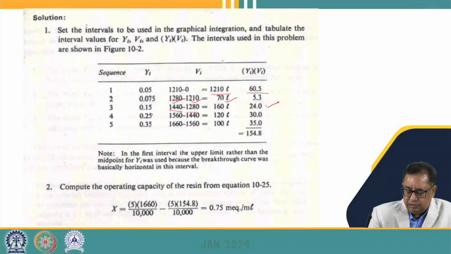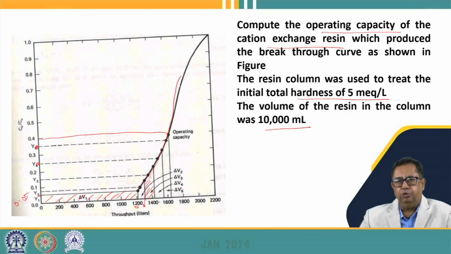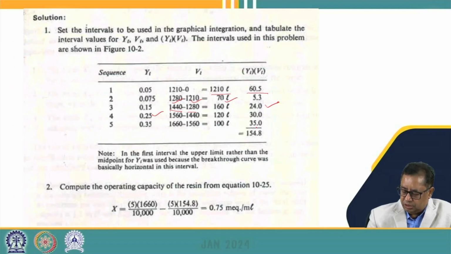And similarly, we can take the middle of the next strip as 0.25, right, here, and 0.35 here, and the volumes corresponding to these strips, that is delta V1, delta V2, delta V3, delta V4, and delta V5, represent the volume corresponding to these strips that we have considered. Okay. So this gives us around 154.8 as the summation of YT into delta VT. So this will be, we can say, the amount of calcium that will be eluting from the column.